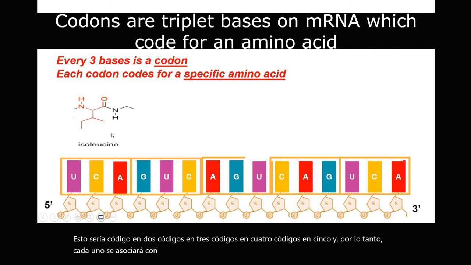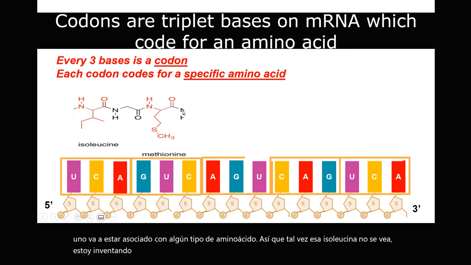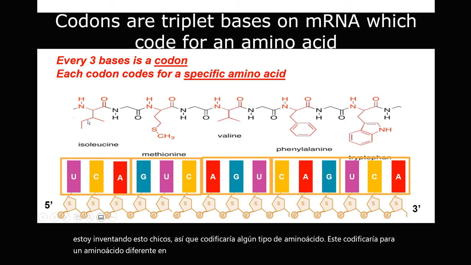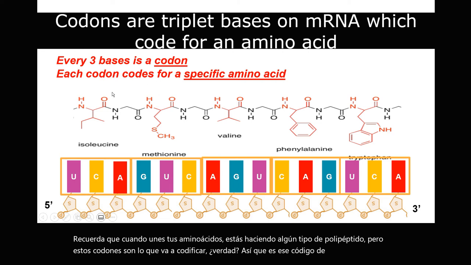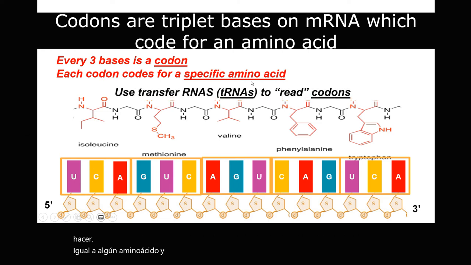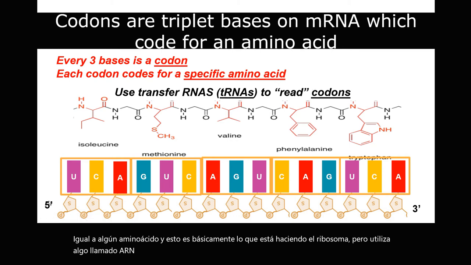So maybe that one's isoleucine. Don't look, okay, I'm making this up, guys. So it would code for some kind of amino acid. This one would code for a different amino acid. That one would go on, and so on and so on. And remember that when you link your amino acids together, you're making some sort of polypeptide. But these codons are what is going to code, right? So it's that triplet code of what is going to equal some amino acid. And this is basically what the ribosome is doing. But it uses something called transfer RNAs to actually read these codons that you're finding in the mRNA.